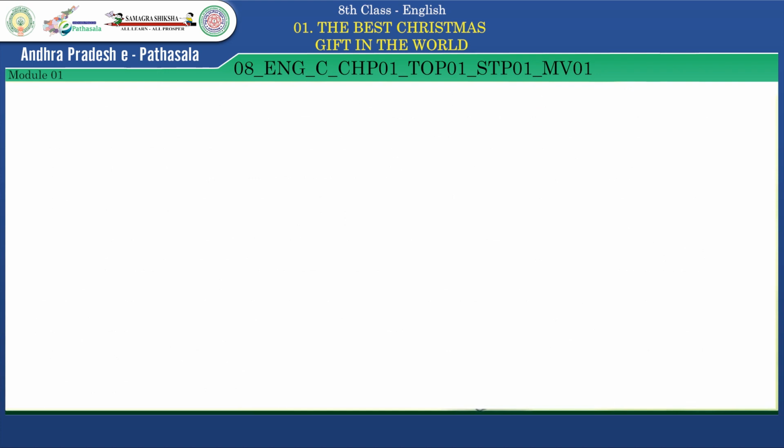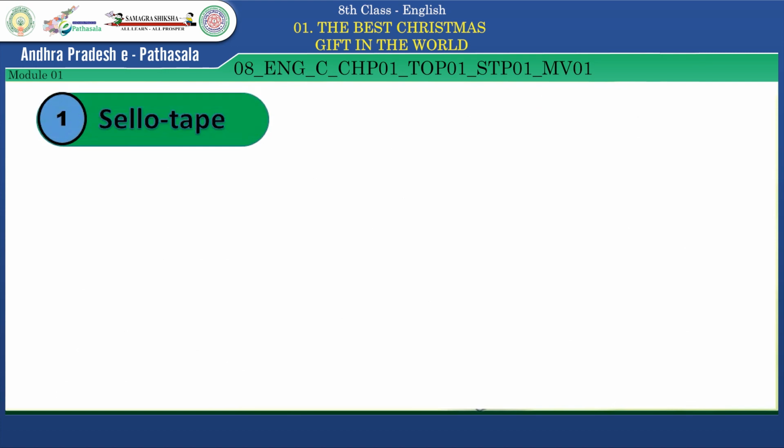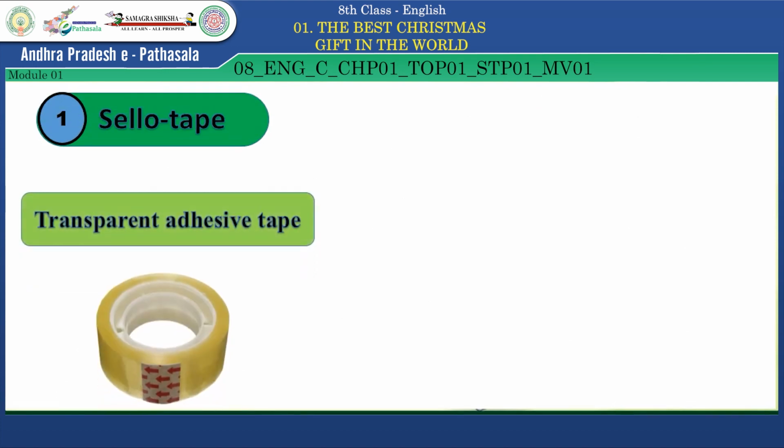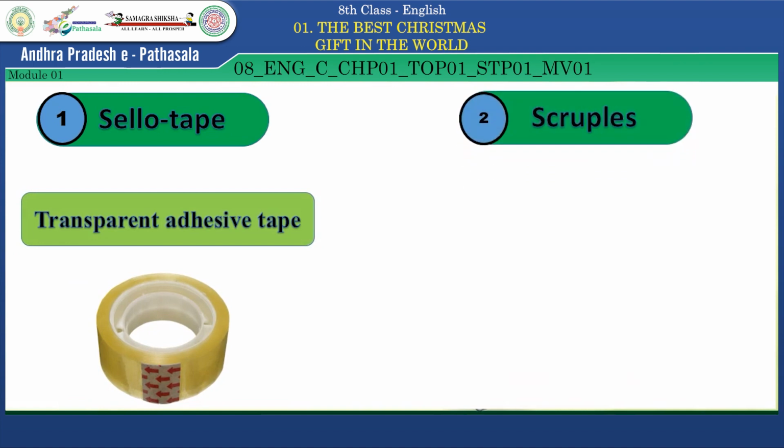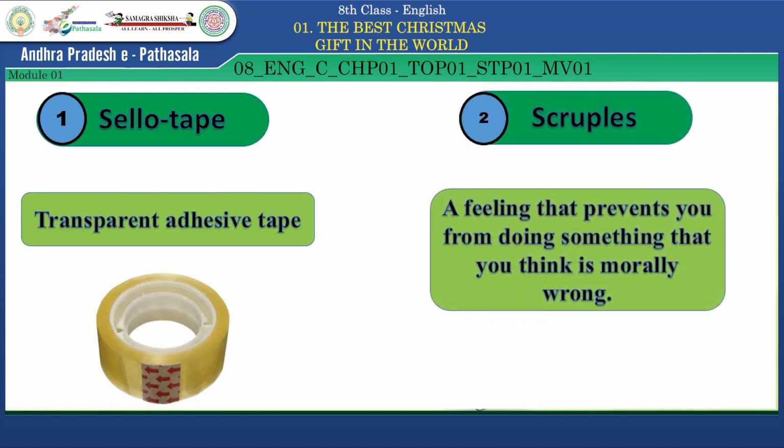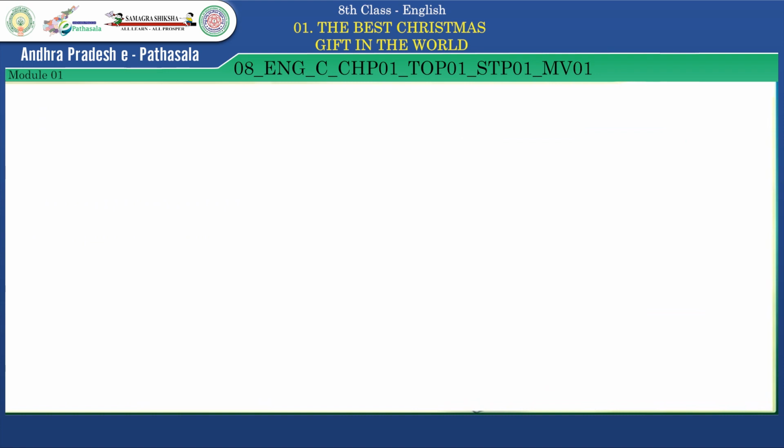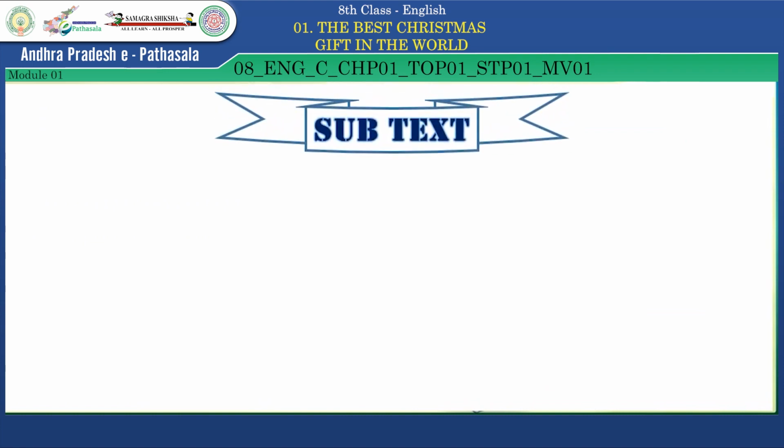Let us go through the meanings of some difficult words from the passage. Sellotape, transparent adhesive tape. Scruples, a feeling that prevents you from doing something that you think is morally wrong. Students, let us understand better by going through the subtext.